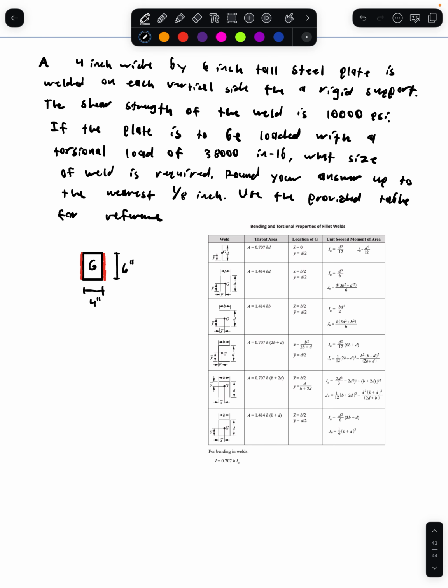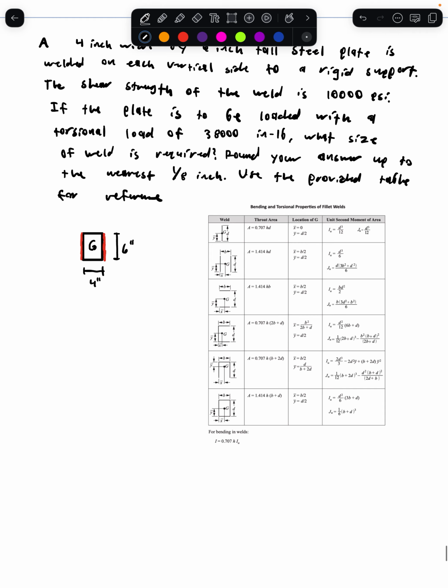A 4-inch wide by 6-inch tall steel plate is welded on each vertical side, this should be 2, to a rigid support. The shear strength of the weld is 10,000 psi. If the plate is to be loaded with a torsional load of 38,000 inch-pounds, what size of weld is required? Round your answer up to the nearest eighth of an inch. Use the provided table for reference.